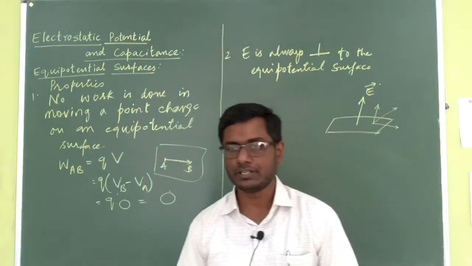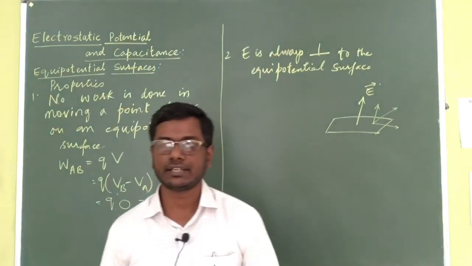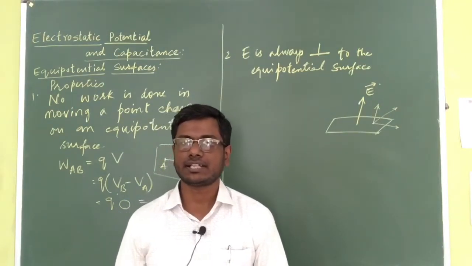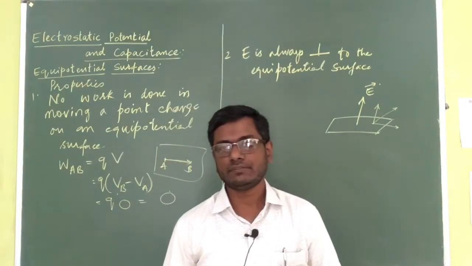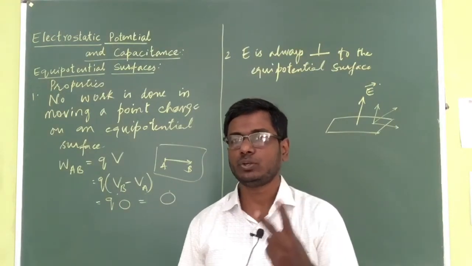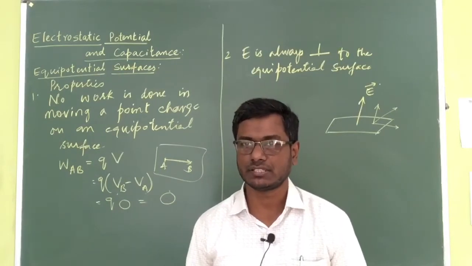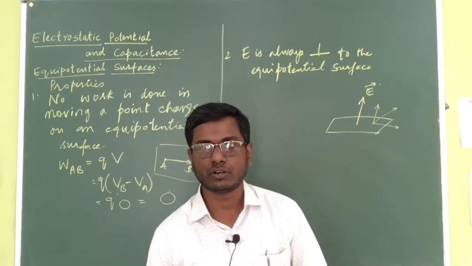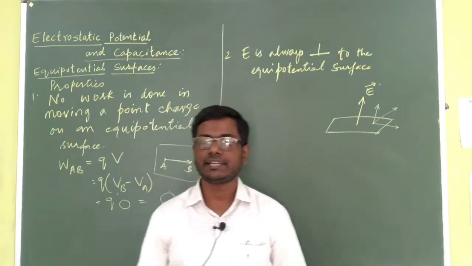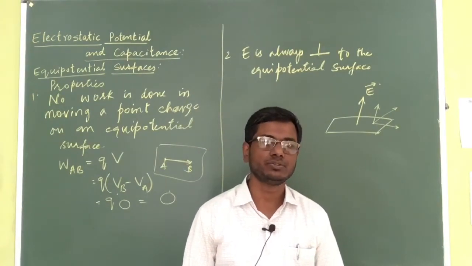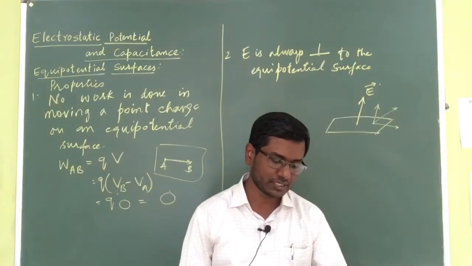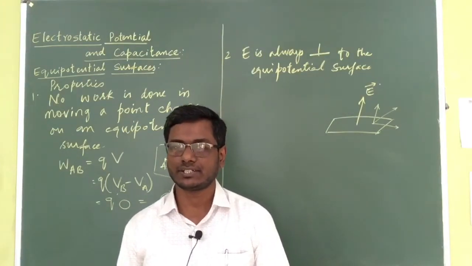Then the third property is again similar to the property of the electric field lines, that is, two equipotential surfaces never intersect each other. If they intersect, that means the point of intersection will have two different values of potential, and that is practically not possible. One point can take only one potential at a time. It cannot take two different values of potential at the same time. So the two equipotential surfaces will never intersect each other.